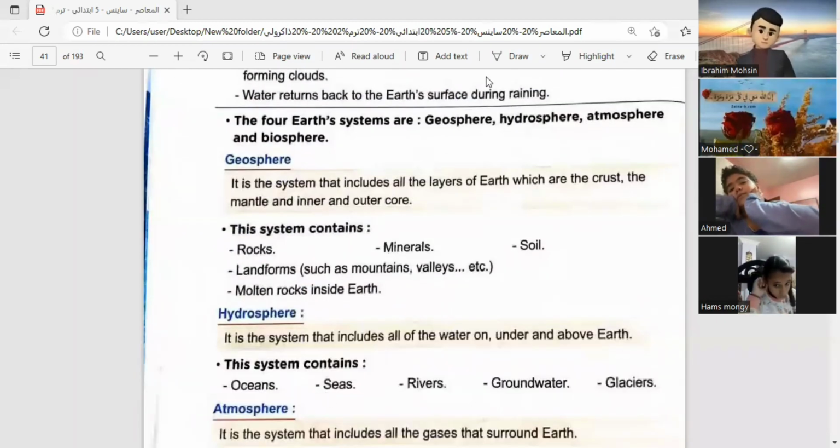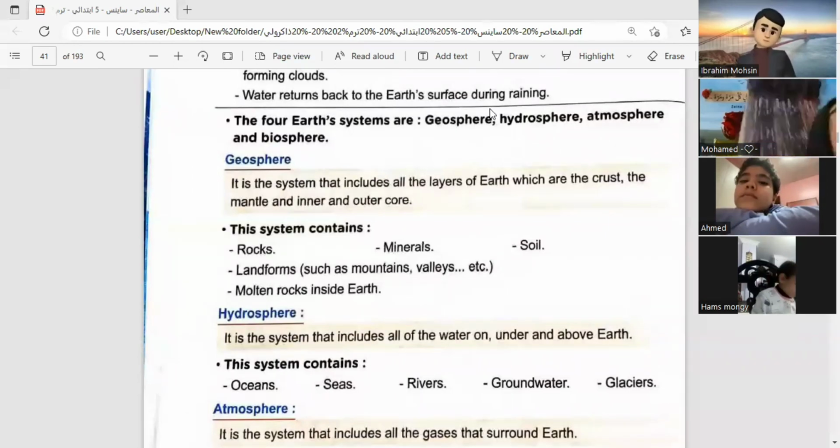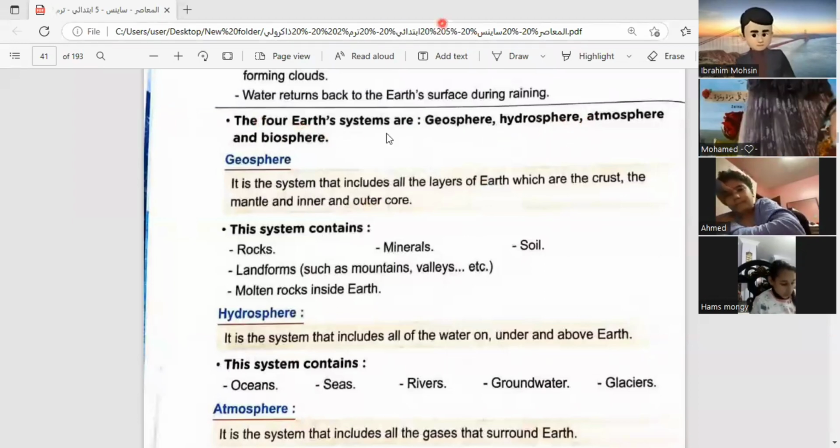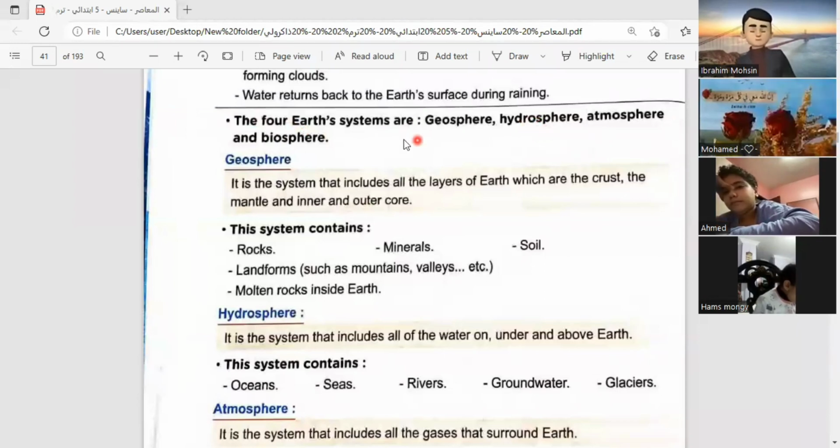And also here we have the four Earth systems: geosphere, hydrosphere, atmosphere, and biosphere. What is the difference between these four systems?